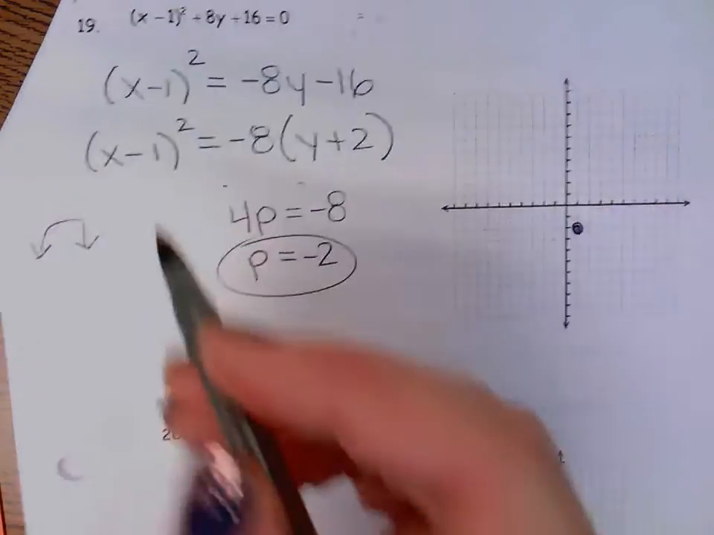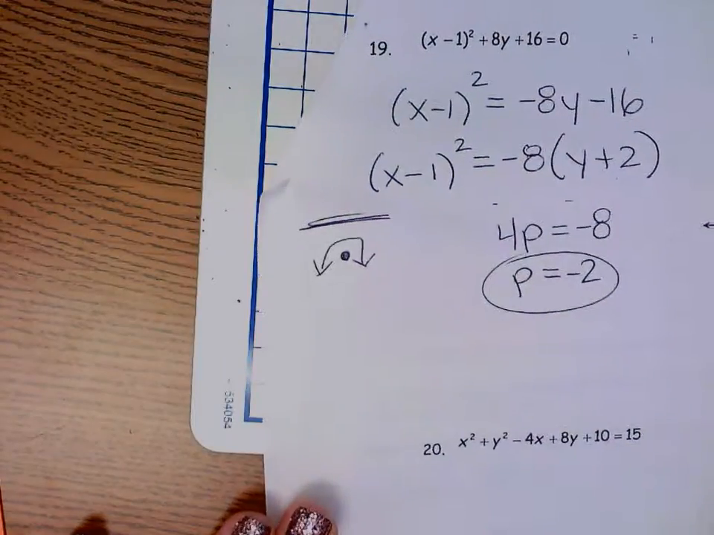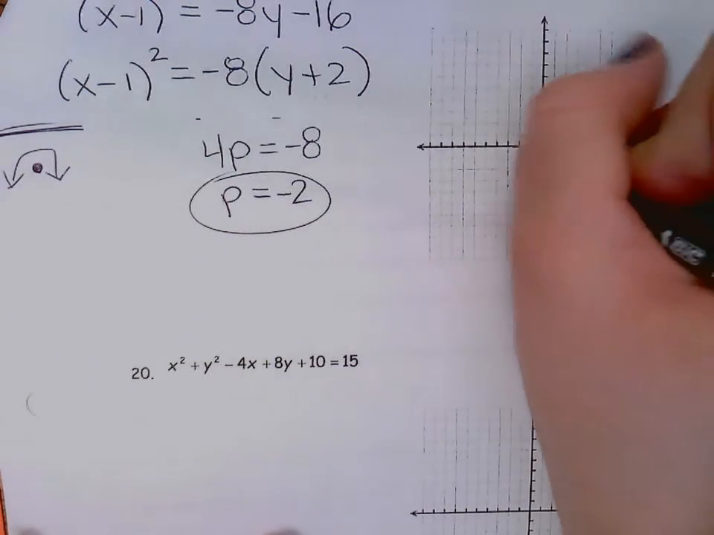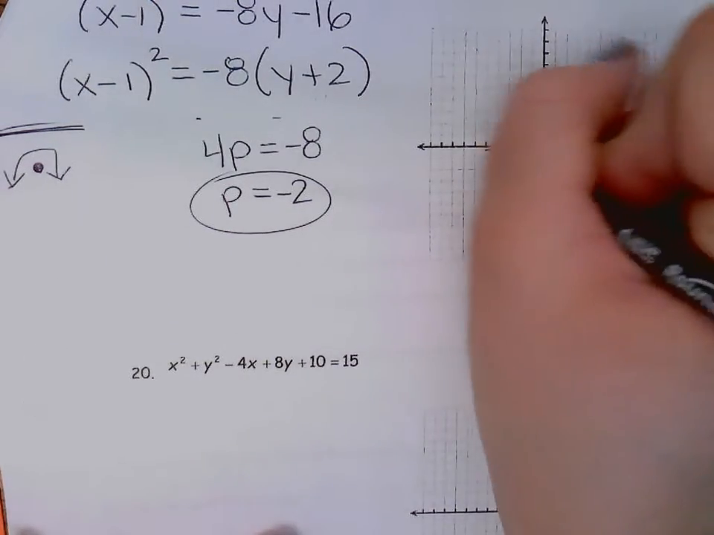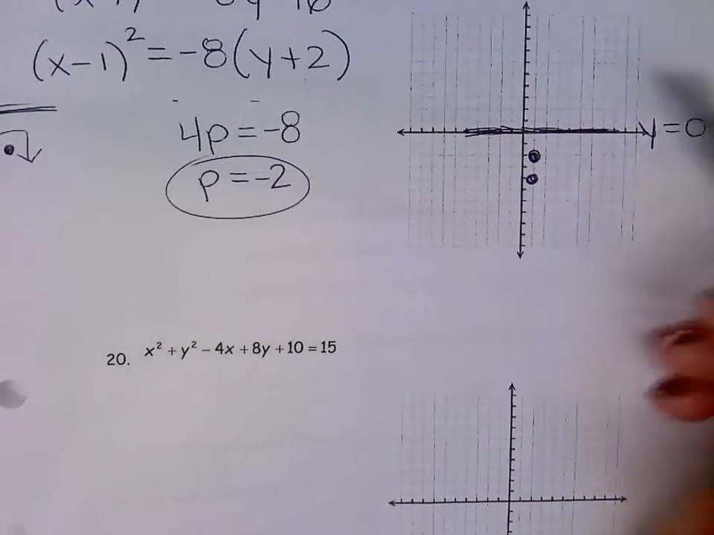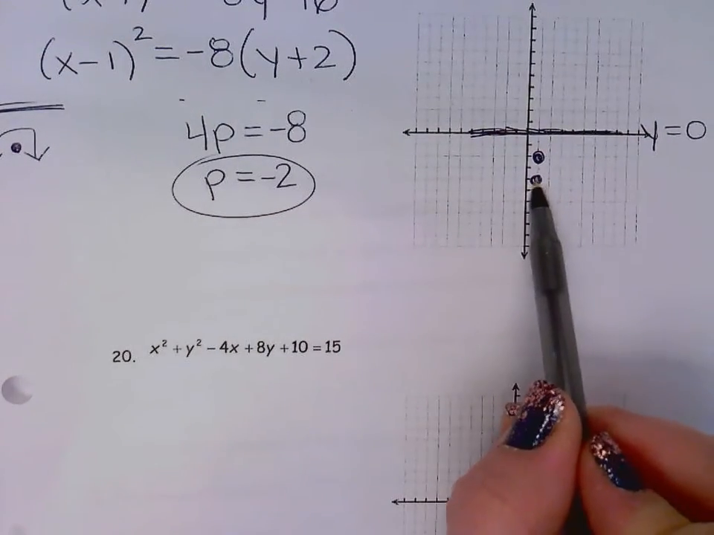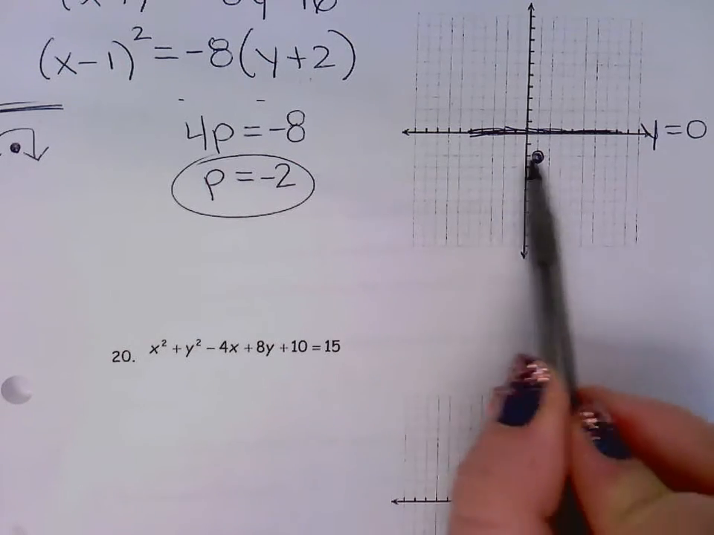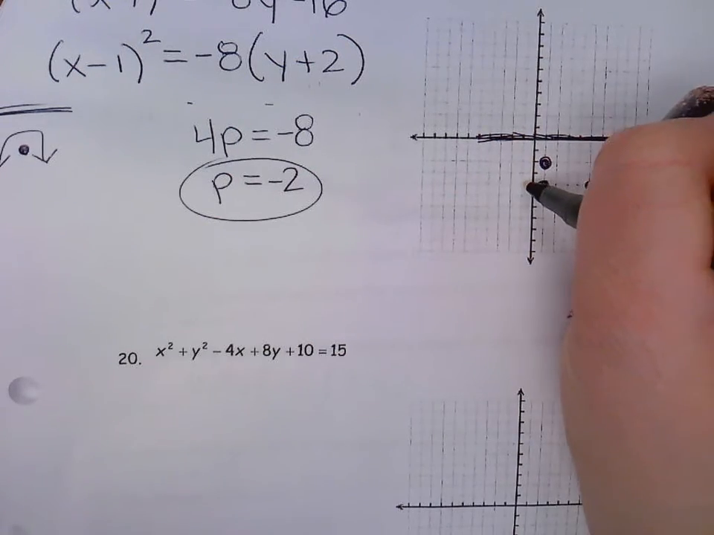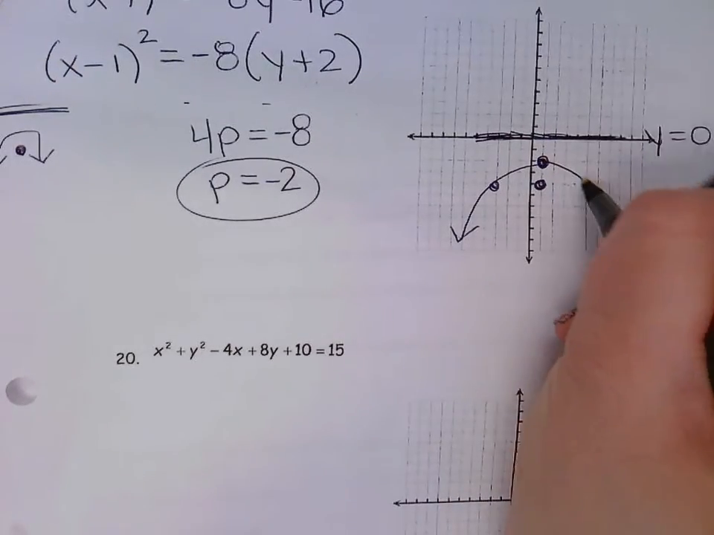So if I go over here, the focus will be inside and the directrix will be outside. So down 2 is my focus, and up 2 is going to be my directrix. So the directrix is at y equals 0. And then the last thing to graph a parabola, the 8 is the total focal width. So from the focus, the width of the parabola is a total distance of 8. So 1, 2, 3, 4 units on either side of the focus, so that the total focal width opening is 8.